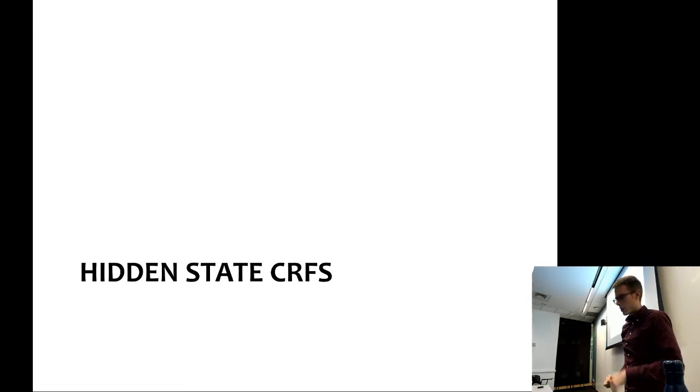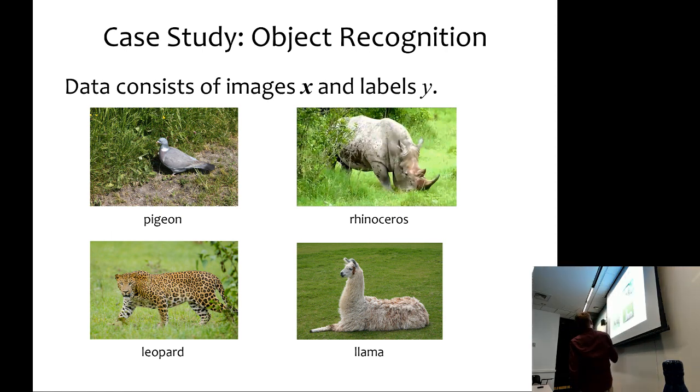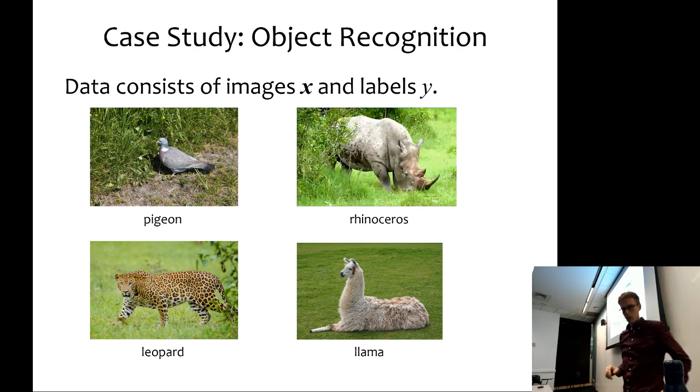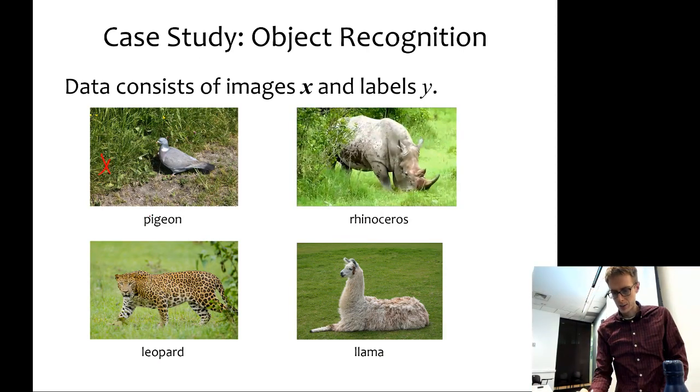Okay, so next I want to think about hidden state CRFs. And the setting that I want to think about these for is actually computer vision, where we could say that we have some data consisting of images and labels. So images X and labels Y. So here's our X, here's our Y.